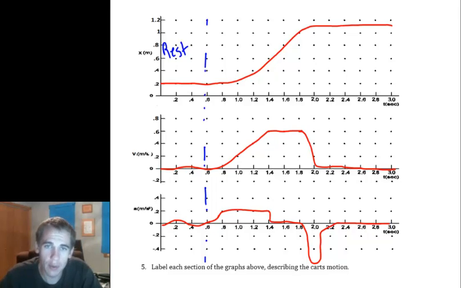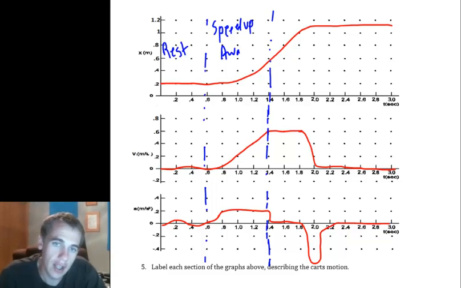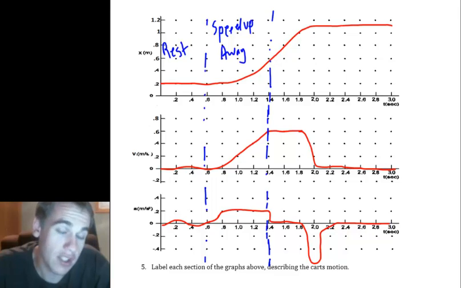This next time interval, and I'm going to divide it up here, is a little bit hard to see on the acceleration time graph or the position time graph, but on the velocity time graph it's pretty easy to see. This is the part where it's sloping up, and so this is where it speeds up and moves away. So I'm going to say speed up, away. You can see that in the position time graph because it's curving, right? It's getting further away and it's getting faster.